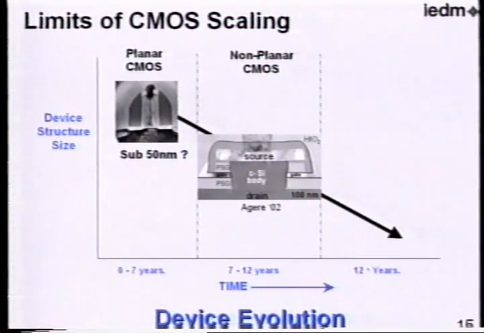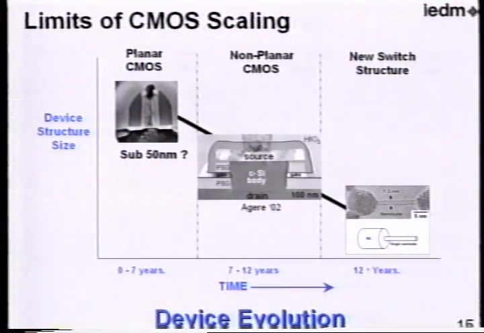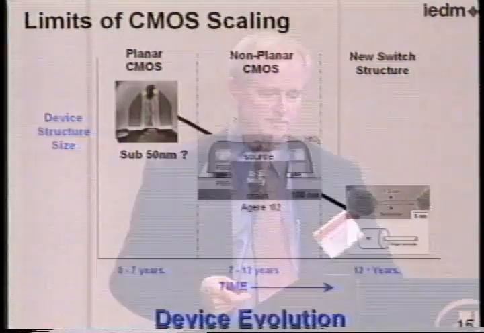And then if you look out even further, past this, and we're not going to get into this part at all, we're going to limit ourselves to these two, then we're talking some kind of new switch structure entirely is going to be needed, and potentially one switch that's being proposed and actually being researched and developed right now is a carbon nanotube. Of course, there's many problems with this kind of device, such as how do you contact it, how do you lay it out, and so forth. But the potential is there. And there's many other devices that are also being proposed at this time.